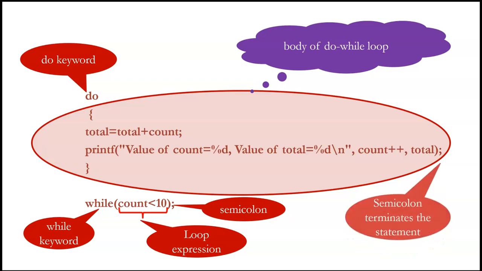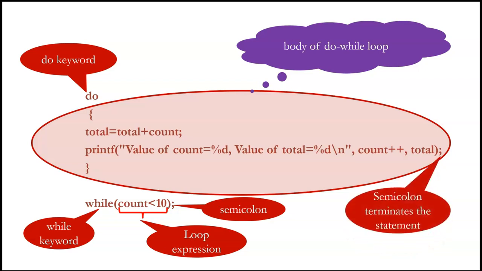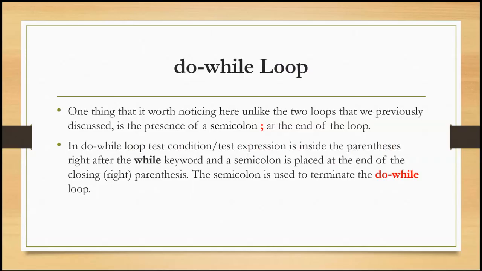Each statement inside the body of the do while loop must be terminated using a semicolon. One thing that is worth noticing here, unlike the two loops that we previously discussed, is the presence of a semicolon at the end of the loop.